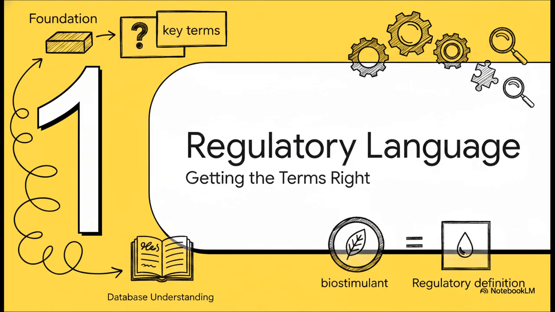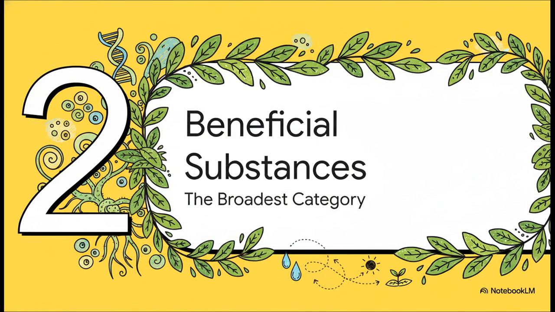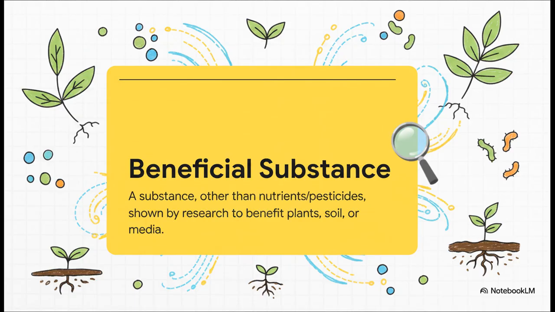Before we can even talk about the database itself, we have to get the language right. So let's look at the two key terms that are really the foundation for everything else. First up is the really big one, the foundational umbrella category that pretty much everything else fits under, and that is the beneficial substance. Just look at how broad this definition is. It was officially recognized back in February 2024, and it basically includes anything, as long as it's not a nutrient or a pesticide, that you can prove with science is good for plants or soil. This means the door is wide open for all kinds of microorganisms to be considered beneficial as long as you have the data to back it up.